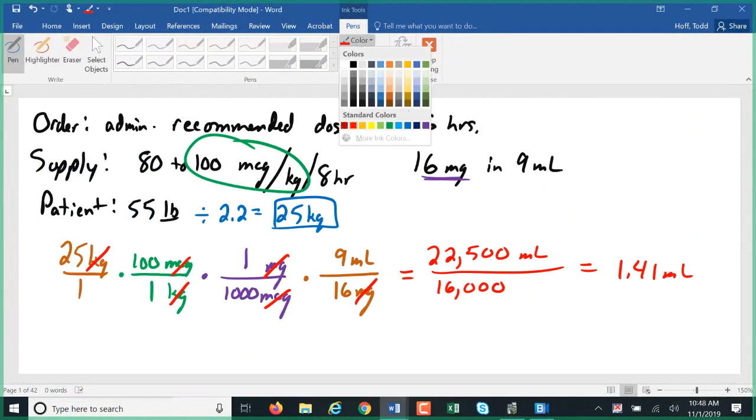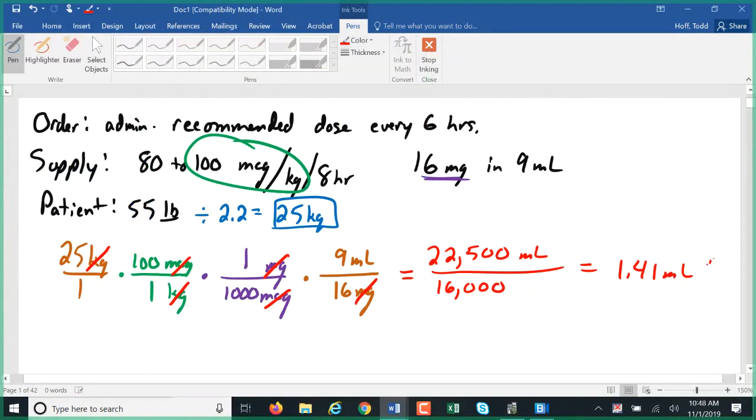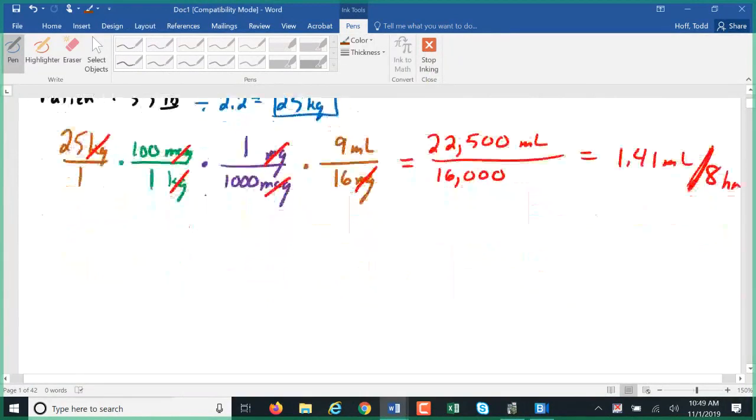Now, what do we have to remember to attach to this at this point? Time frame. And the time frame we need to put in here is per how many hours? Careful. 8. Recommendation is off of 8 hours. Now, the doctor did order to give this every 6 hours. So we're going to have to adjust that. That's where we use that titration.